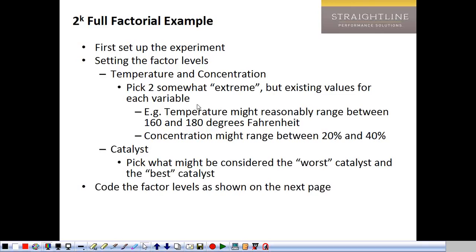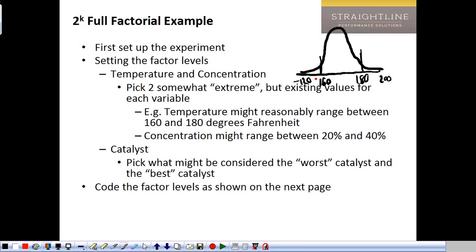Let me draw out what that would mean. So for example, suppose that the temperature that you heated the cauldron up to, right? You have some cauldron making some witch's brew or something like that. And let's say the temperatures that you typically had that cauldron at could be anywhere from like 120 on the low side to, on the really high side, maybe 200. Well, what you want to do is pick some pretty high, but not super high. You want them to be extreme, but not super duper extreme. So maybe 160 to 180.